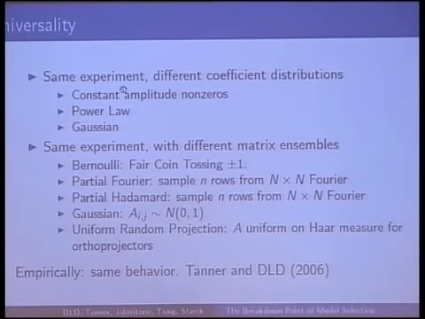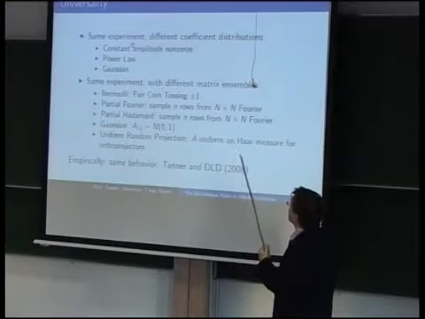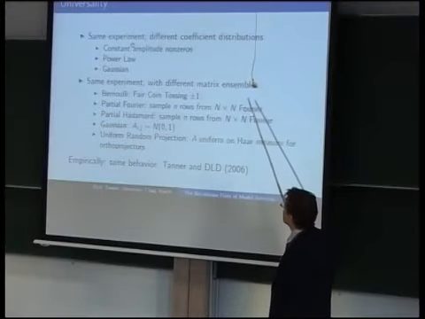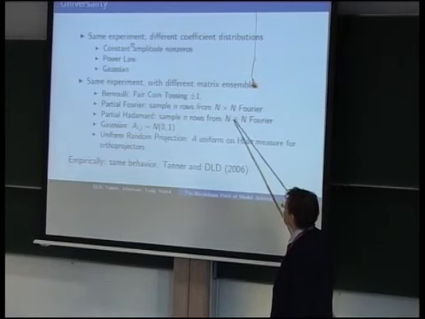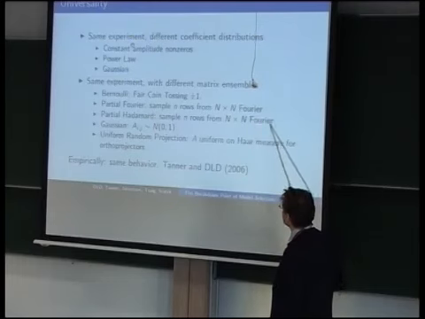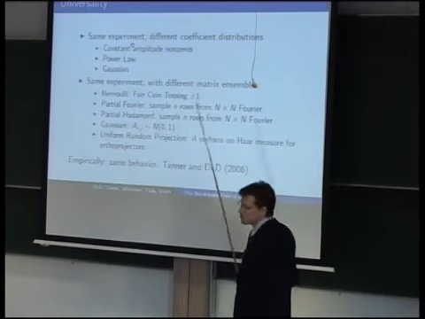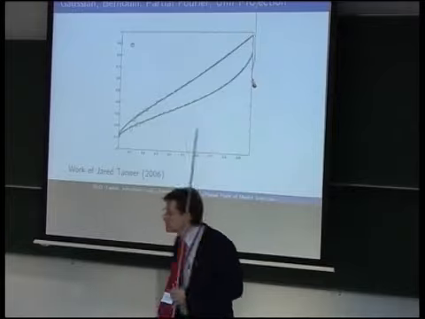Okay, now we're emphasizing this curve, but you could wonder if it has any use outside of this one particular setting. Jared has done a lot of experiments which show that for lots and lots of different random matrix models, you get the same results. So you can consider the same experiment with different matrix ensembles. You can use fair coin tossing. You could take n rows from the capital N by N Fourier matrix, or, I should say, Hadamard matrix, or a Gaussian matrix. You can look at uniform random projection and actually get the same curve.